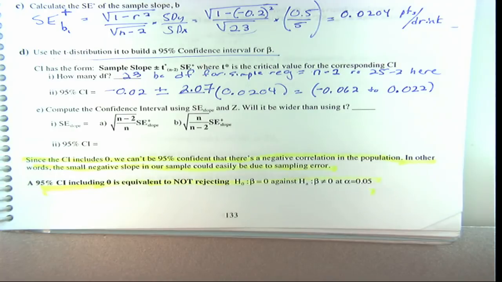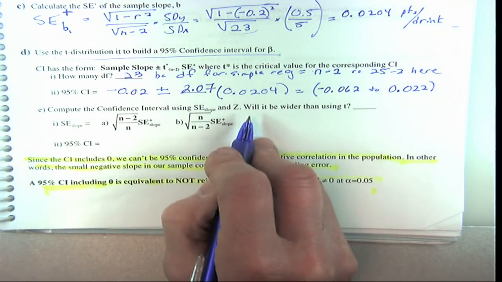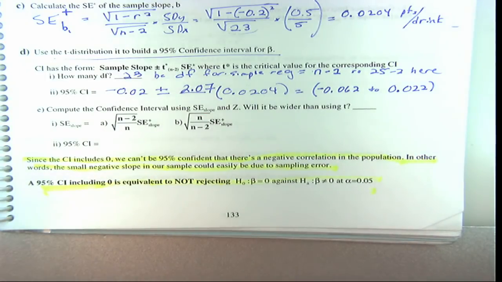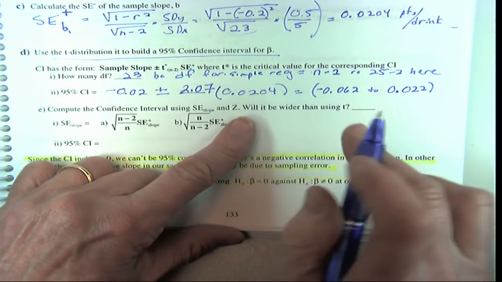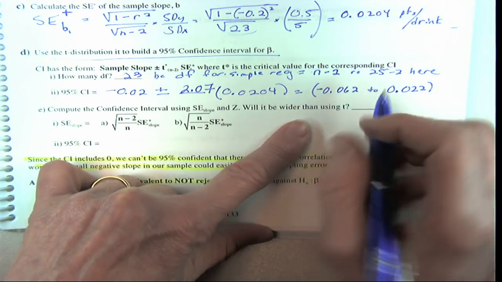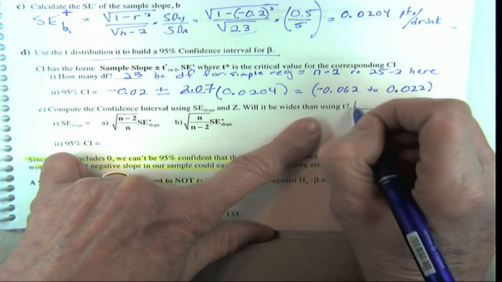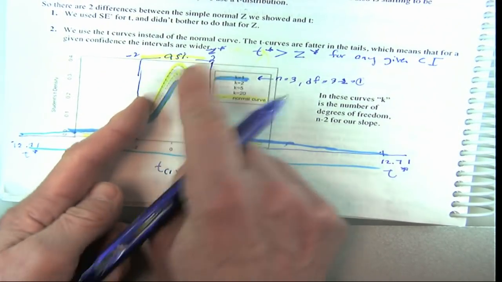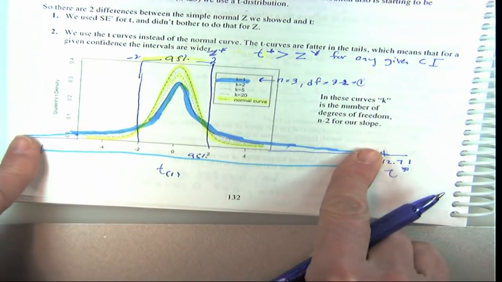Now, what if we wanted to use Z? We're right on the borderline there. What would change if we wanted to use Z? Right away, will it be wider than using T? Remember, the T is always wider. No. Remember this picture. The 95% interval is going to be narrower, because the curve is higher here. It's wider using T.